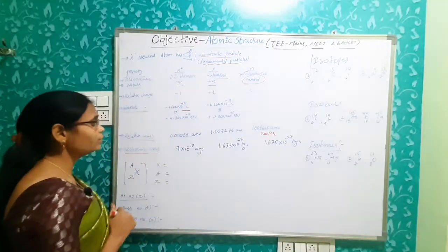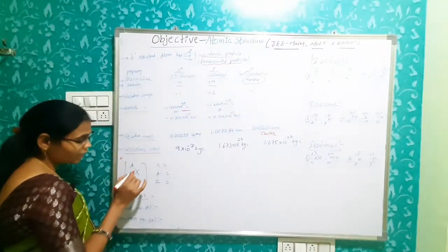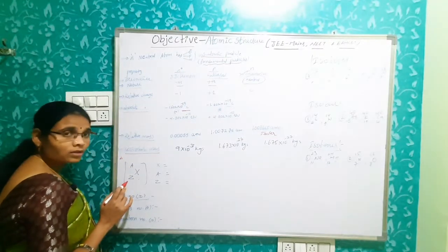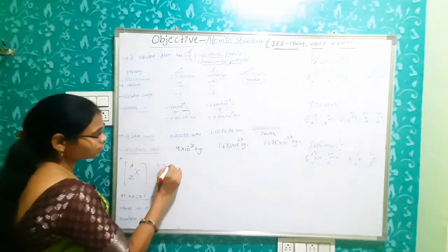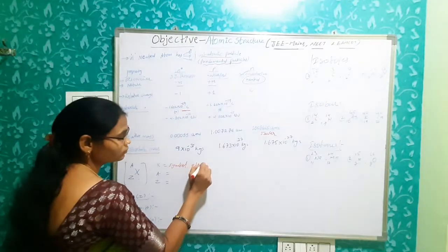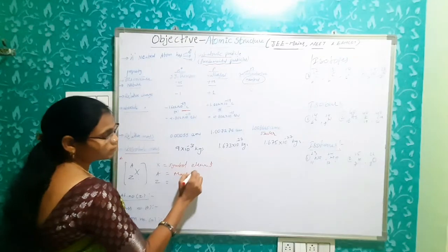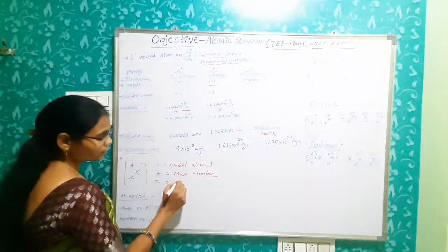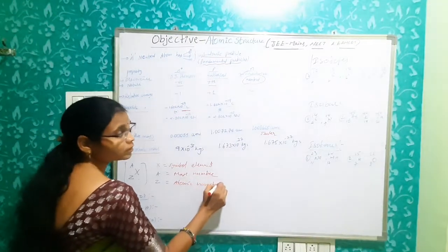Clear? Then simply, an atom of an element can be represented by X with superscript A and subscript Z on the left-hand side. X means the symbol of that element, A means the mass number of that element, and Z means the atomic number of that element.